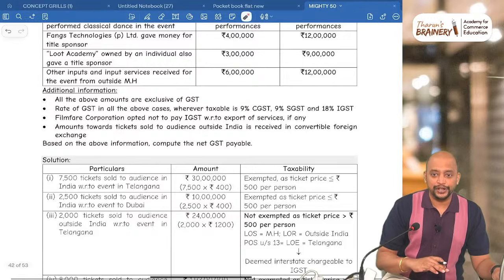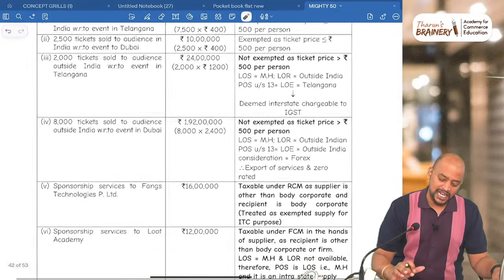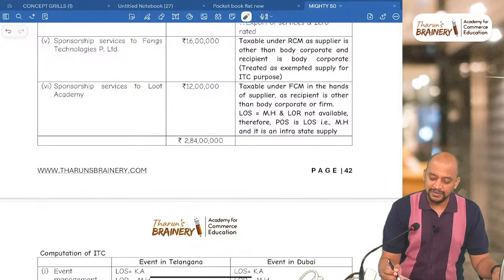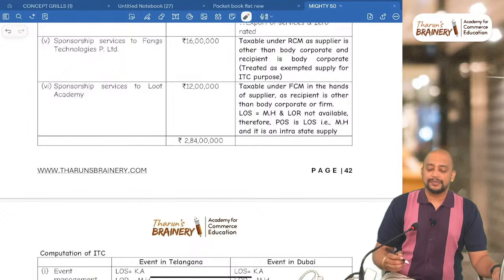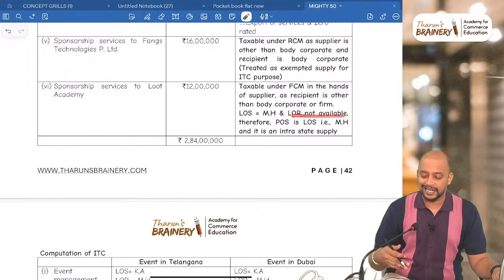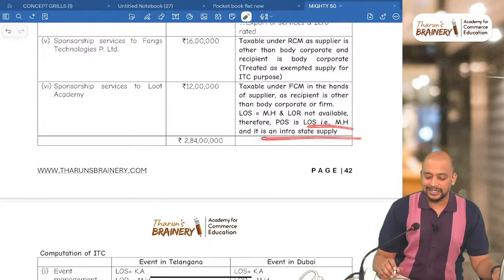Supplier is other than a body corporate, but the recipient is also other than a body corporate, so it will be FCM. Sponsorship service to Loot Academy is taxable under FCM in the hands of the supplier, as the recipient is other than a body corporate or firm. The supplier is in Maharashtra and the location of the recipient is not available. So the location of the supplier will be taken as the place of supply. When the location of the recipient is not available in the records of the supplier, the location of the supplier applies, and it will be an intrastate supply.